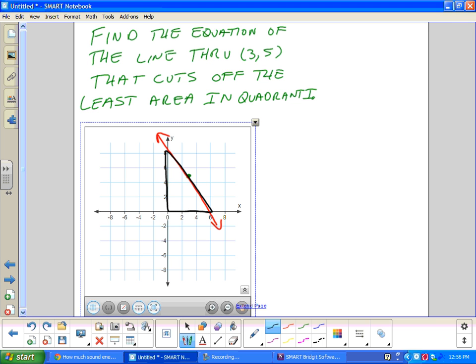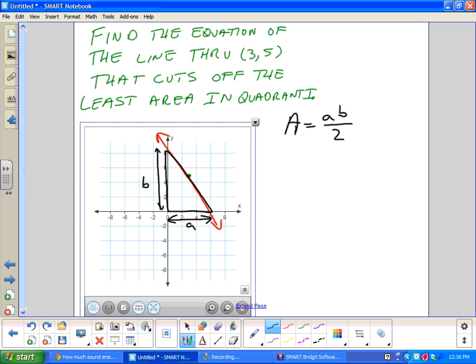We're going to have to know that this distance here is the x-intercept, and that's a. We're going to have to know the distance here is the y-intercept, and it's b. And I know that I'm trying to minimize that area. The area of that triangle is ab divided by 2, and that's what I want to optimize, capital A, the area.